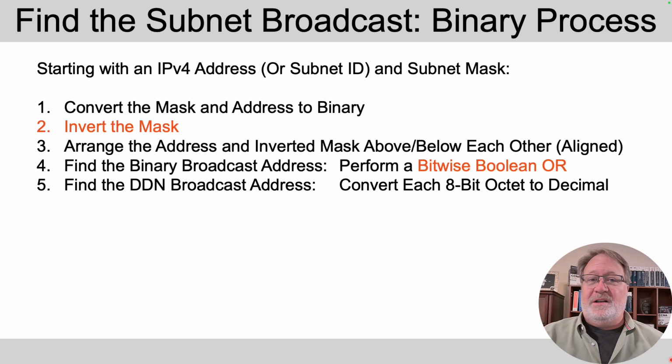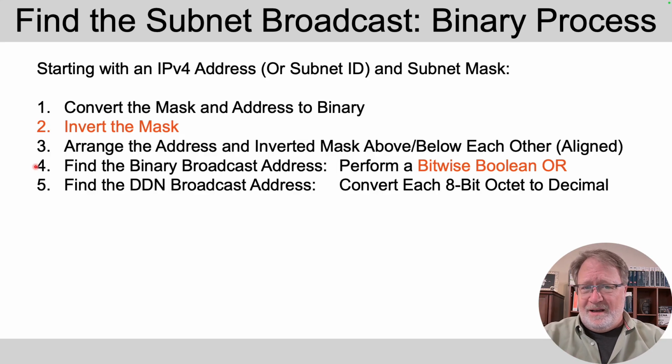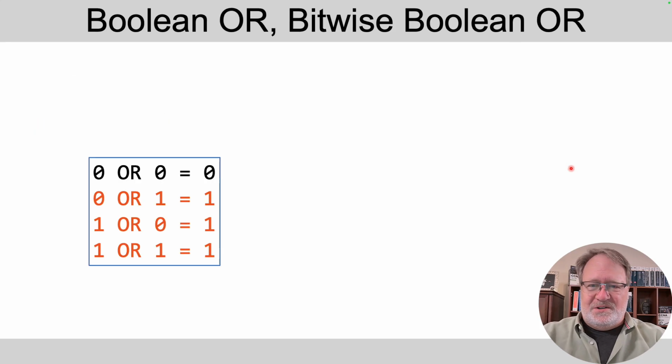Finding the subnet broadcast address follows a process that requires converting things to binary and converting them back to decimal, but it has a few differences, of course. One difference is that you invert the subnet mask before doing any of the Boolean math. And then when you do the Boolean math, instead of a bitwise Boolean AND, you do a bitwise Boolean OR. But otherwise, the process follows the same thing that it did to find the subnet ID. So let's talk about those differences for a moment.